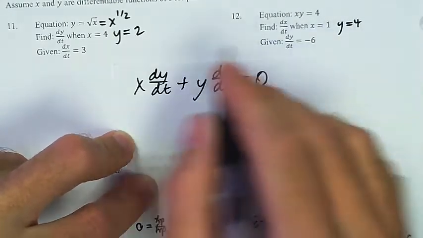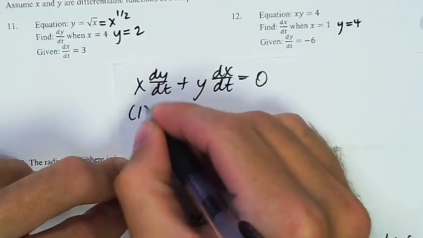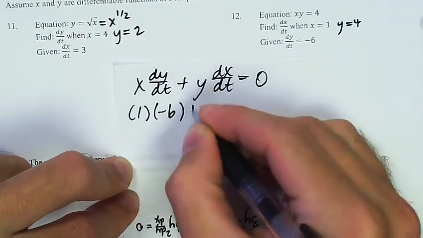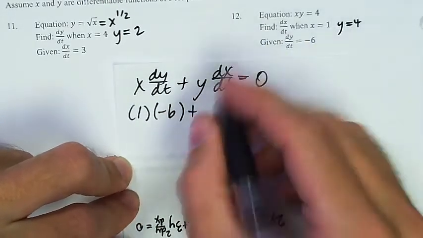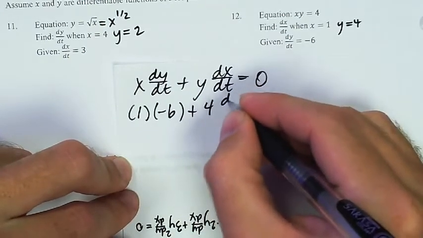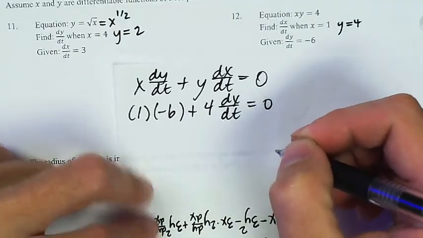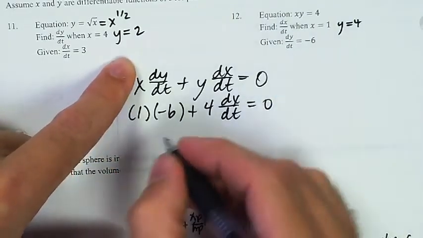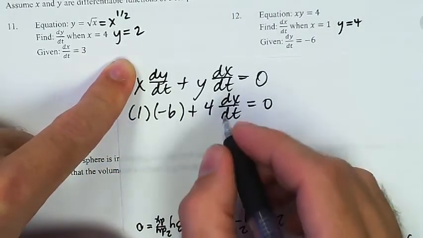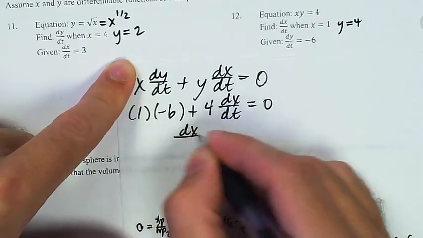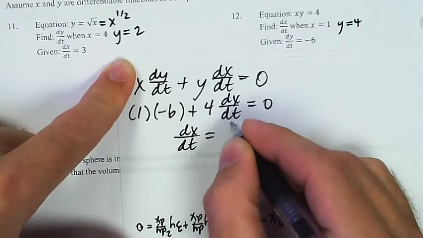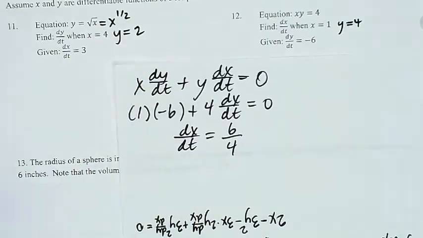So given dy/dt is negative 6. So x is 1, dy/dt is negative 6, plus y is 4, trying to find dx/dt, and that's 0. Okay, so negative 6 plus 4 dx/dt equals 0. I'd say that 4 dx/dt equals positive 6, but then I'm going to divide by 4. I get 6/4. I'm happy. You can call that 3/2 if you want.